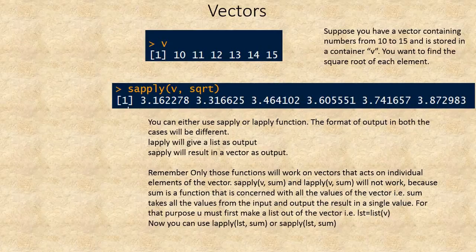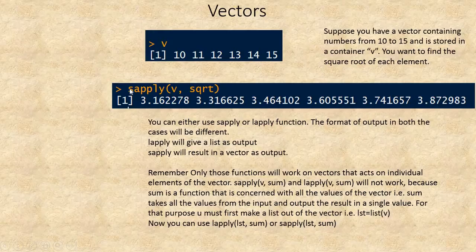So here I am using the function square root. Using sapply, taking the input data structure V, that is the vector, and then using the function square root on this vector, it will take the square root of each of these elements and put them in an output vector which is like this.